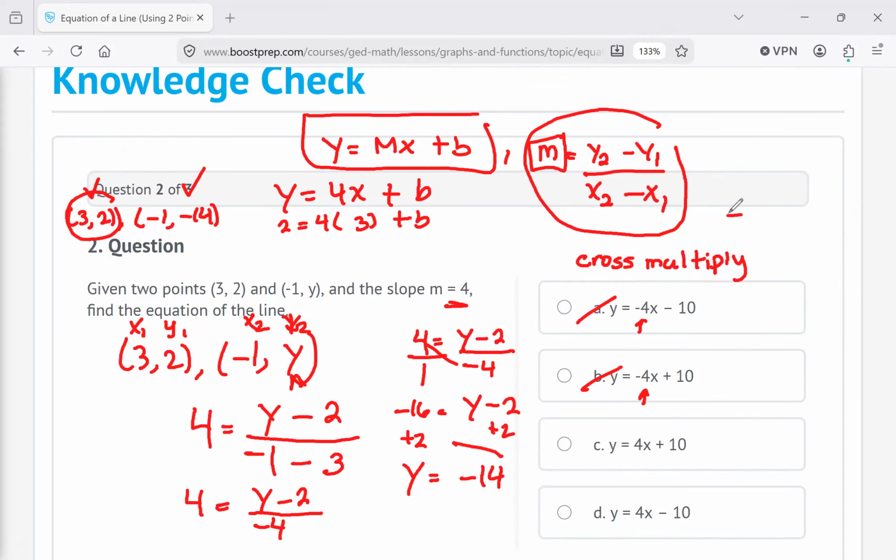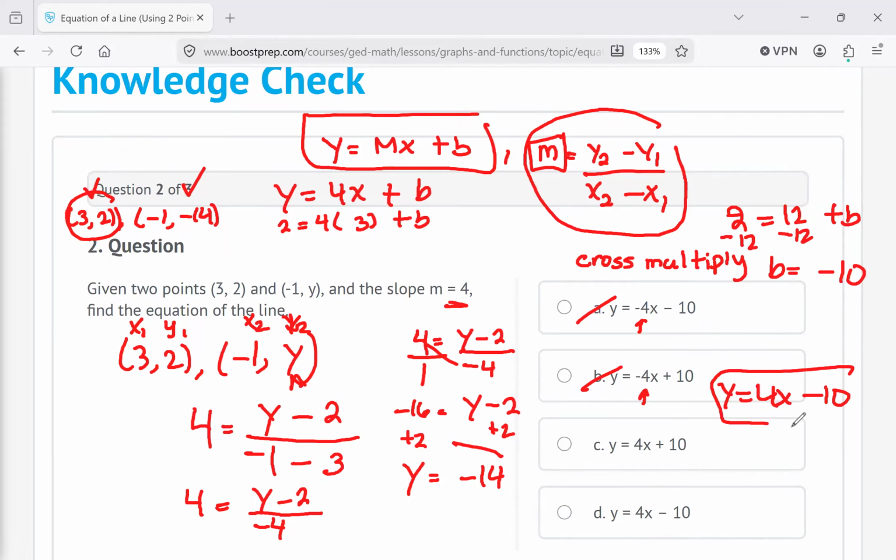So it's going to be 2 equals 4 times 3 is 12, plus 12 plus b, and then subtract 12 from both sides. You get 2 minus 12 is -10. There we go. So our equation is going to be y equals 4x, and then my b is -10. So that is why it is letter D.